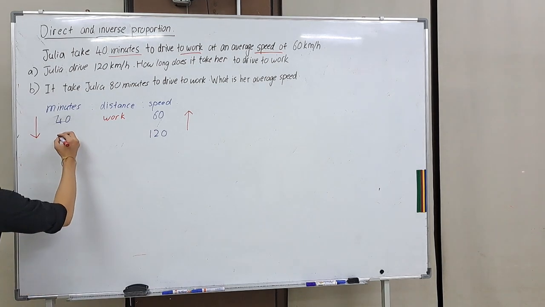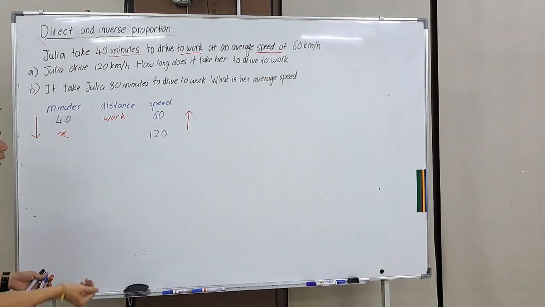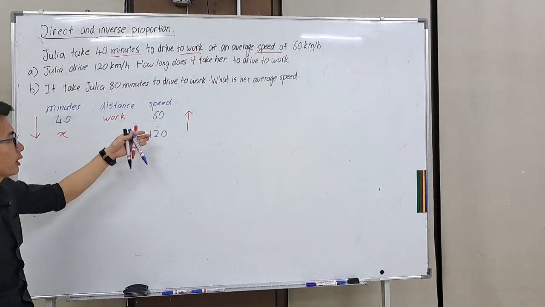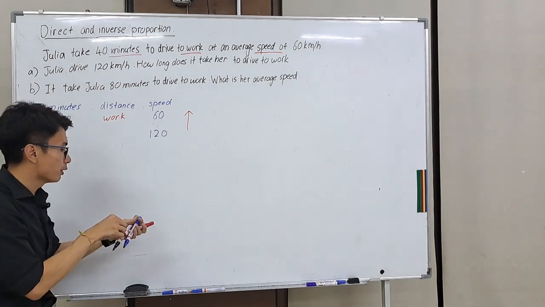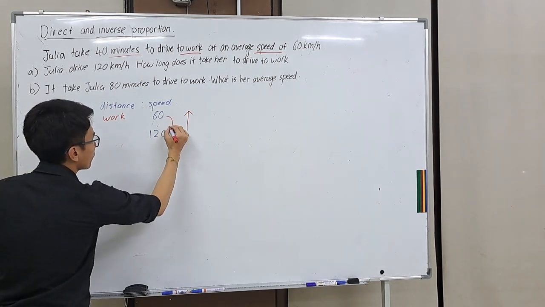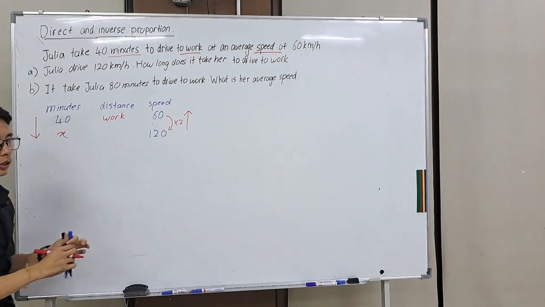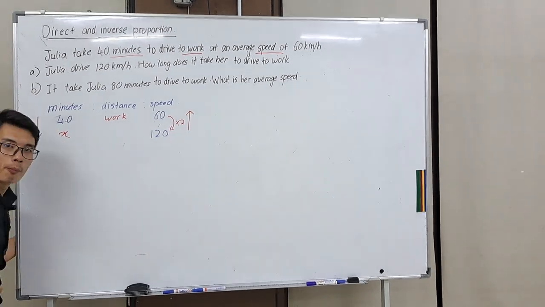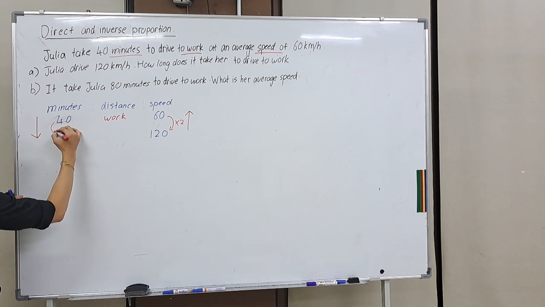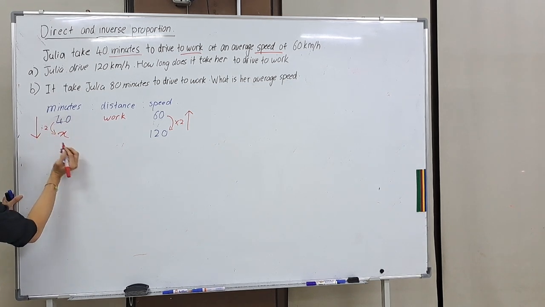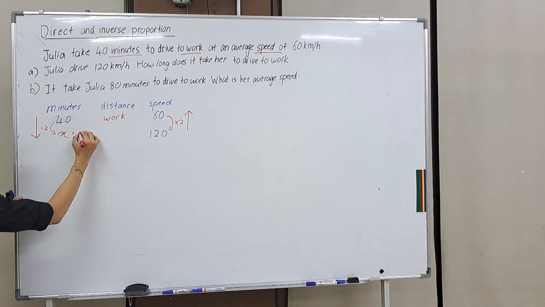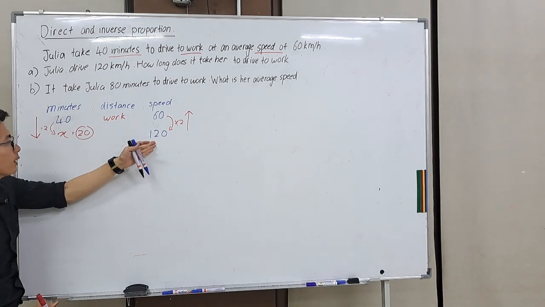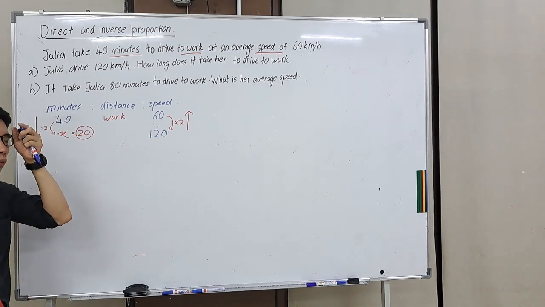All right, so how many minutes do I need? Again, let's look at here, 60 to 120. We can see based on this number that we double it, right? So technically, since this is an inverse proportion, I should reduce the time by half, which will give me x equals 20. So that's my answer.